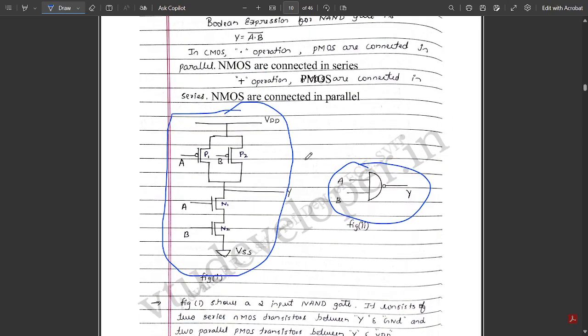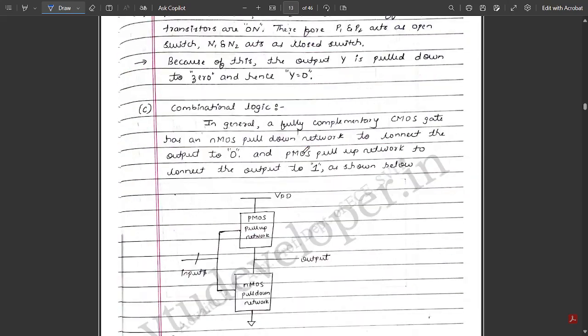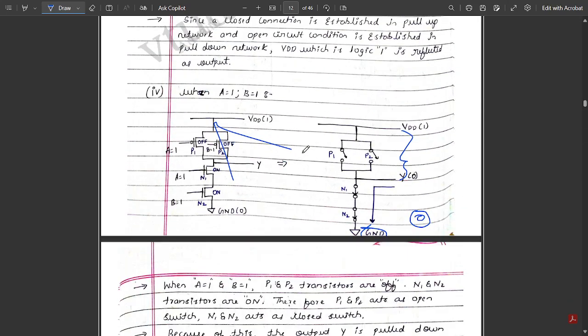Hope it is clear with all the explanations mentioned here for all the 4 cases. I have drawn it here. Hope it is very, very clear. Please note everything down, very important part. So this was the complete explanation about CMOS 2 input NAND gate. Using this, you could construct multiple NAND gates also, 3 input, 4 input. It is based on you.